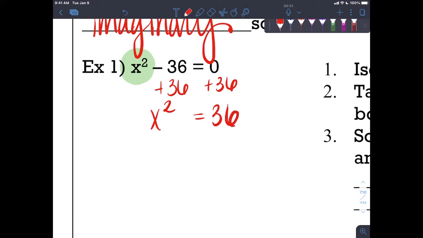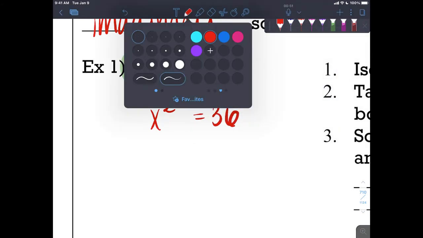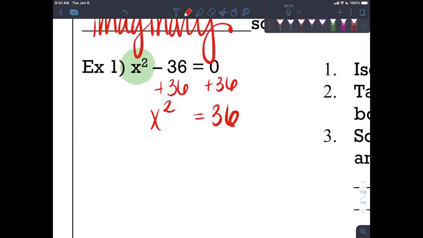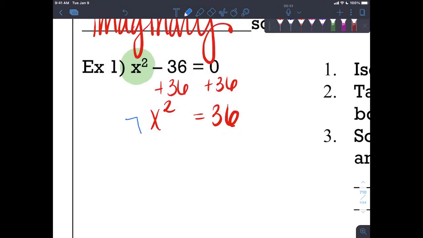All right, so now I have x squared equals 36. Now that I have everything lined up like that, I can take the square root of both sides. The reason is one term, okay? So I'm going to go ahead and do that. Square root. Now over here with my x squared, that just cancels out and I'm left with just my x.